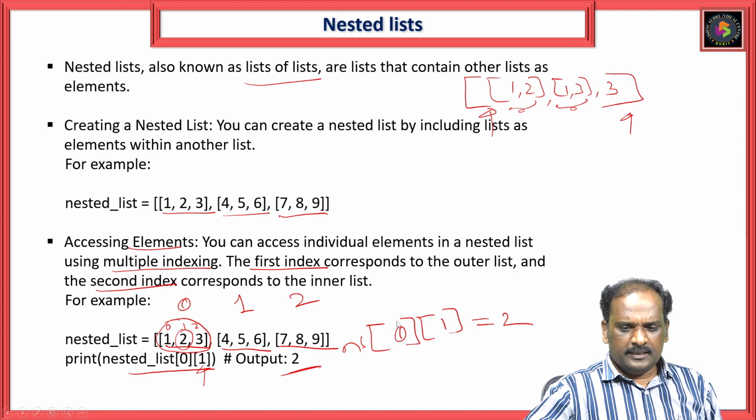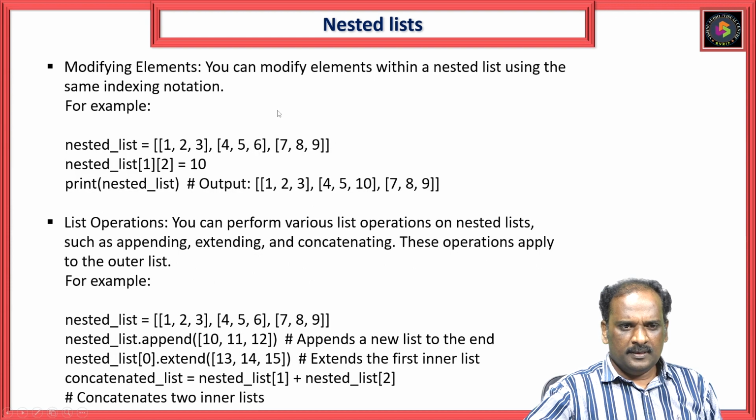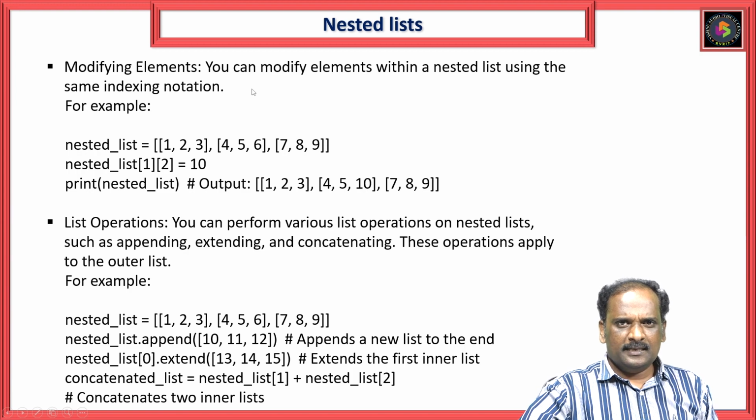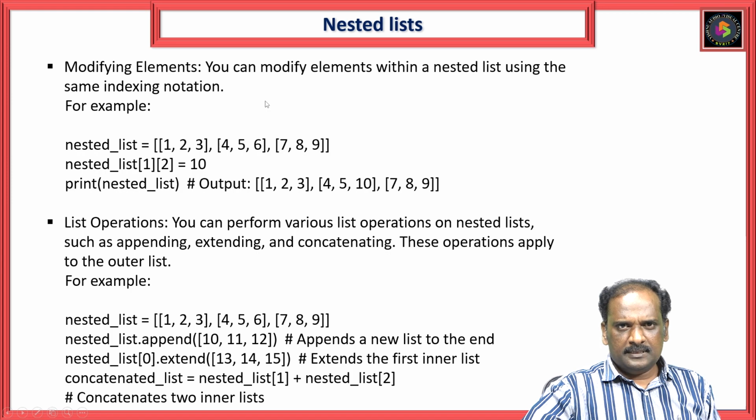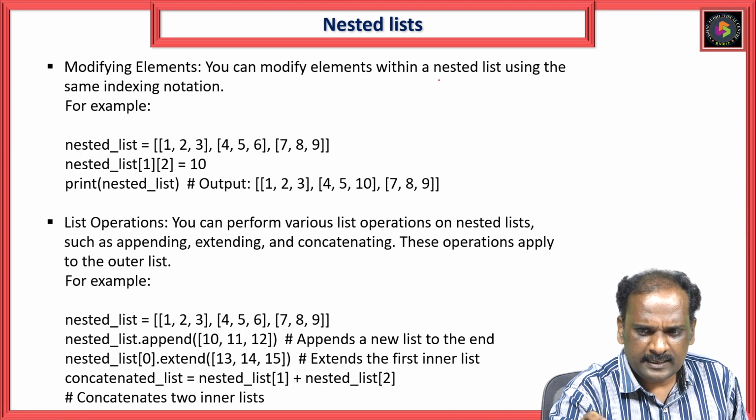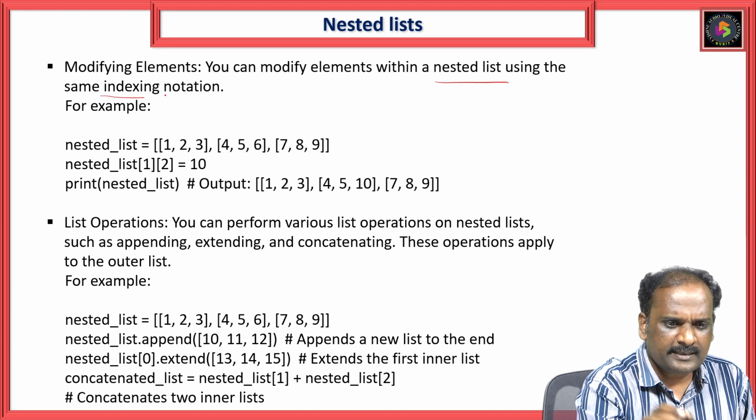So this is how, by using multiple subscripts, we can access the elements of the nested list. Now, modifying elements. As we have seen, we can update the values of the list because lists are mutable data types. We can change the values of the list in place. In a similar way, we can also modify the nested list elements. You can modify elements within the nested list using the same indexing notation.